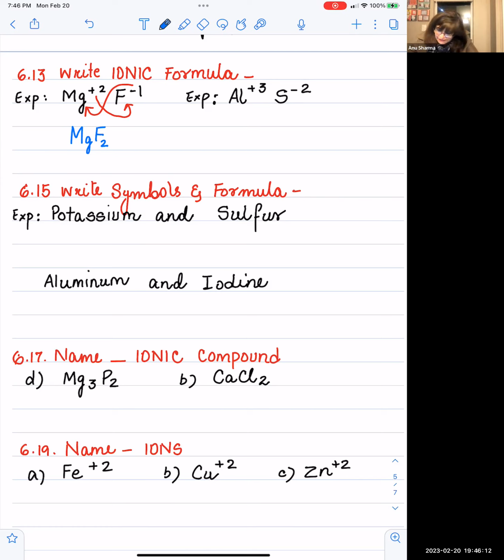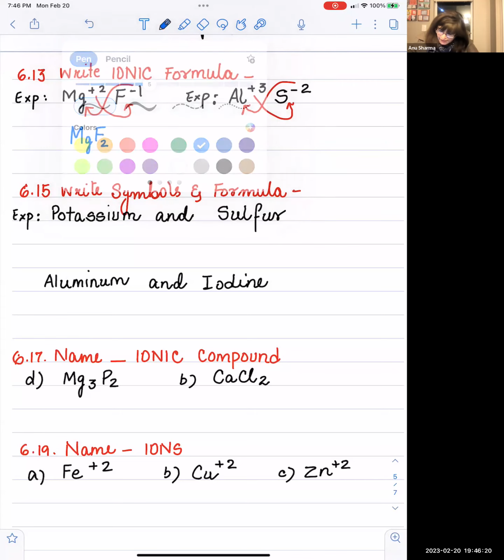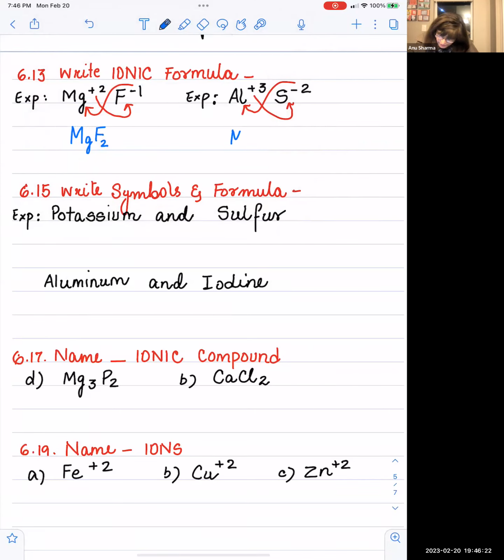Next is aluminum and sulfur, again crisscross. This number is going to come here, and this number comes here. So what does this become? This becomes Mg, oh sorry, not Mg, aluminum. Aluminum is Al2S3. Okay, this is how you crisscross and write the formula of a metal and a non-metal.